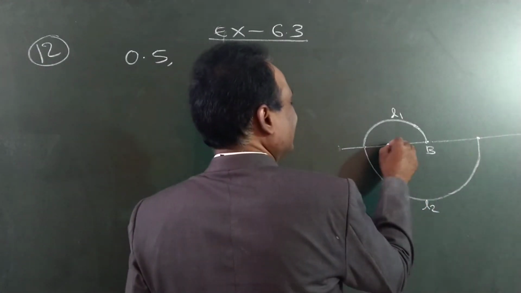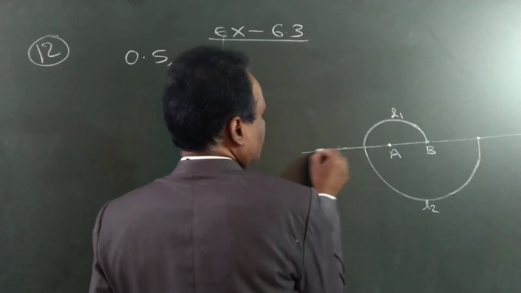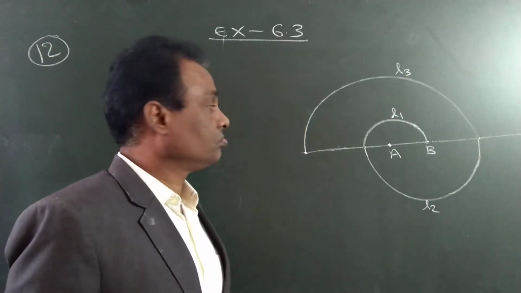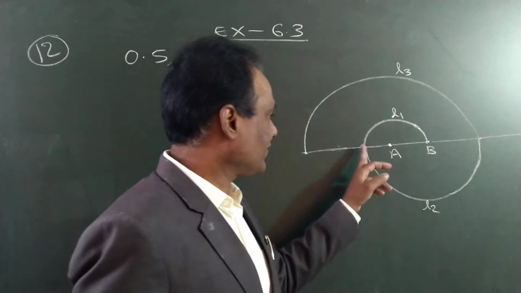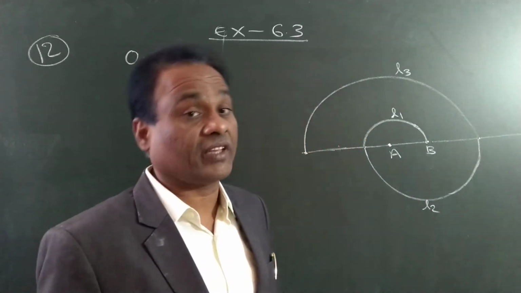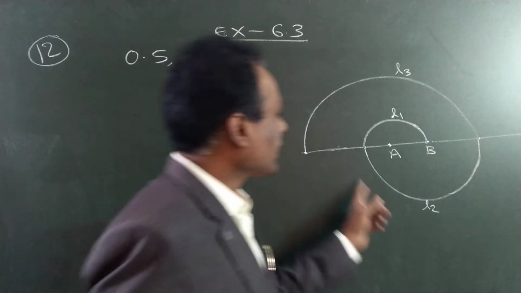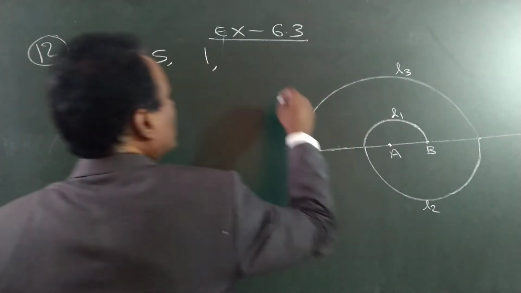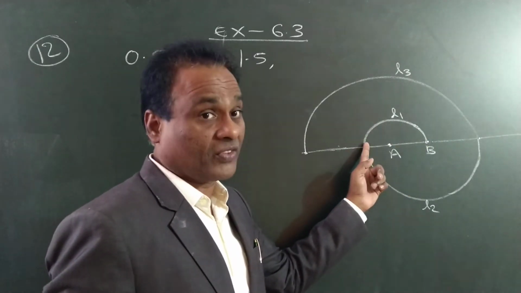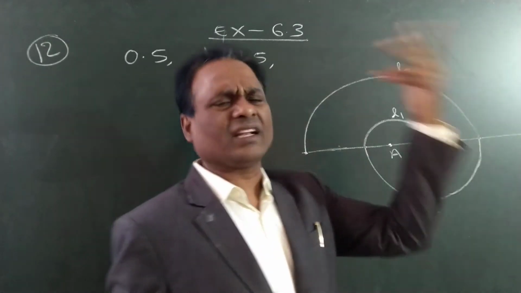Next, third semicircle, L3. First semicircle L1, second semicircle L2, third semicircle L3, next semicircle, like that 13 semicircles are there. And the radius is given. First semicircle radius is 0.5, second semicircle radius is 1, third semicircle radius is 1.5, fourth semicircle radius is 2, increasing by 0.5 each time.